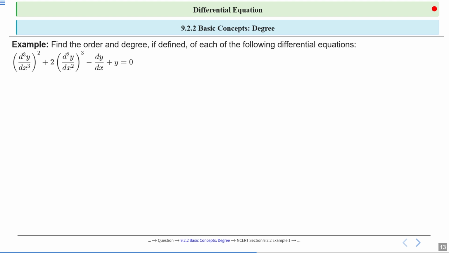And now we have to define order and degree. To define order, just see the highest order derivative involved in this equation. And to define degree, at first find the order, and then we have to ensure that this is a polynomial equation involving the terms of derivatives, that is y double dash, y triple dash. Okay, so just try.